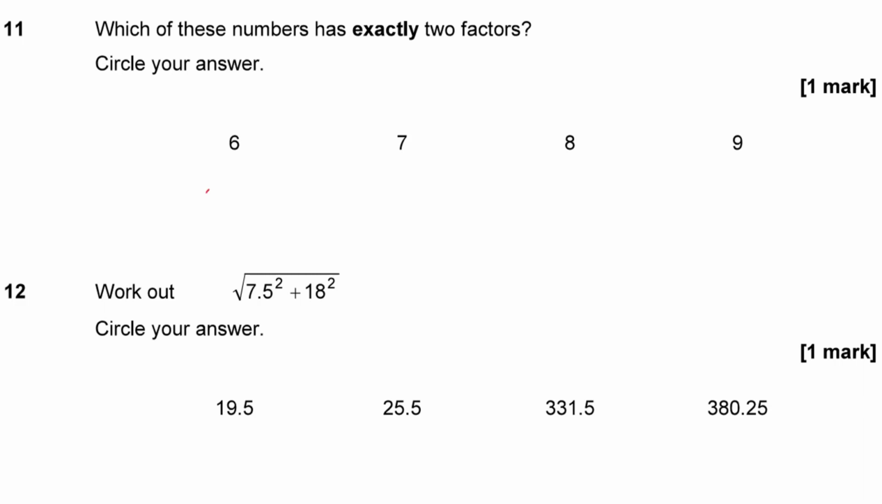Now 6 I could write as 2 times 3, so that one is not prime. 7 I can only write as 1 times 7, that is the only one I can do. 8 I could write as 2 times 4, so that one is not prime. And 9 is a square number. I can make it by multiplying 3 by itself, so that one is not prime either. The only prime there is 7.